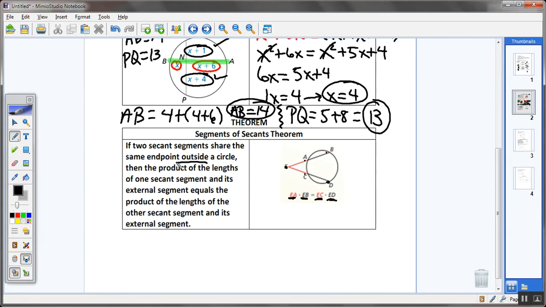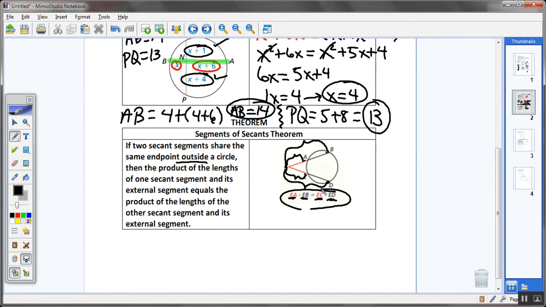A lot of words, but what you really need to know is it's really this short segment right here, E to A, times the whole segment right here. That's going to equal this short segment outside times the whole segment right there. That's what this is all saying right down here.